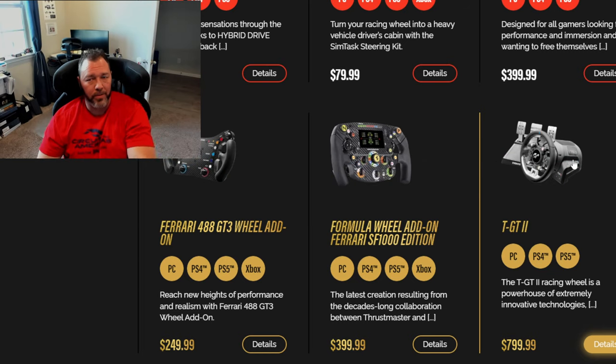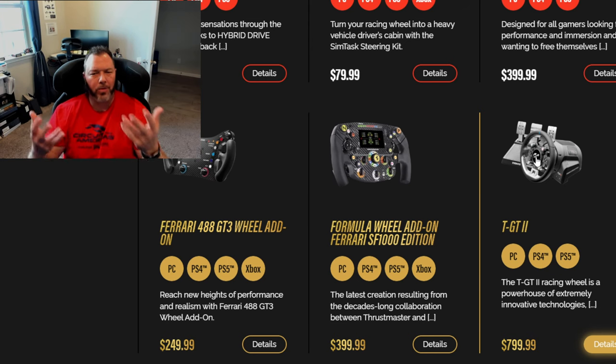If you listen to any of the reviewers and stuff, they're all knocking it down to 8 Newton meters anyway. Well, that's what this puts out, 8 Newton meters at the max. Now, 8 Newton meters on a direct drive wheel is going to be much smoother than it is with a belt driven wheel like this one. Okay, so keep that in mind. But with the haptic system that the TGT2 has in it, it actually helps quite a bit.